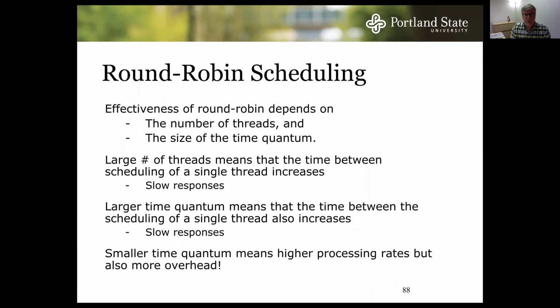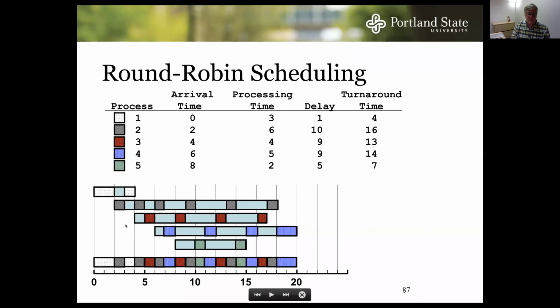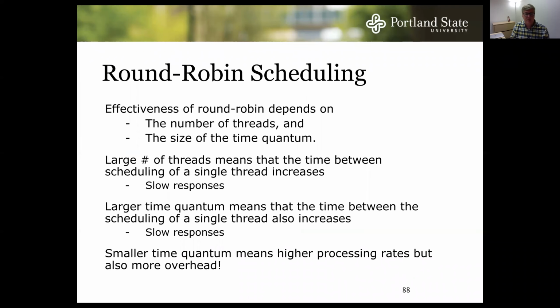So the effectiveness of round-robin scheduling really depends on the number of threads, the number of processes in the system, and the size of the time quantum. As we see, process 2 has to do a lot of delay because there are a lot of threads, a lot of processes in the system. Sorry, I use the terms threads and processes sometimes interchangeably. When I say threads, you just have to hear me say process, because sometimes I get that wrong. It also depends on the size of the time quantum.